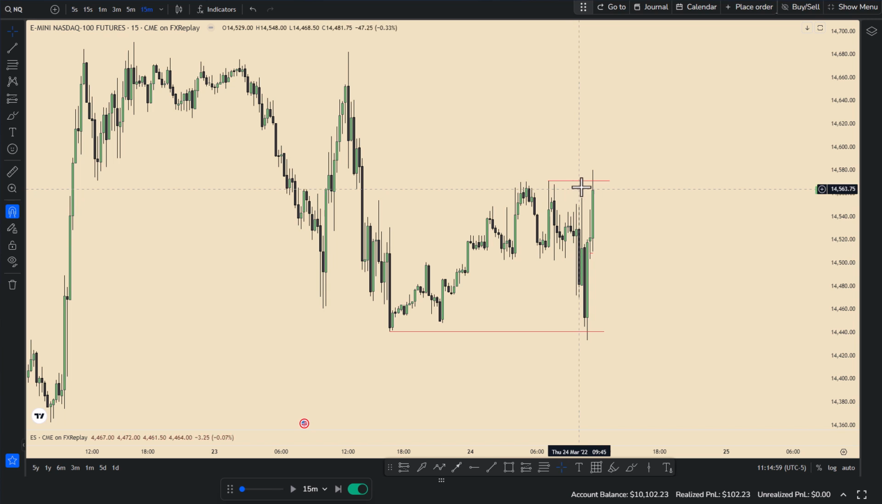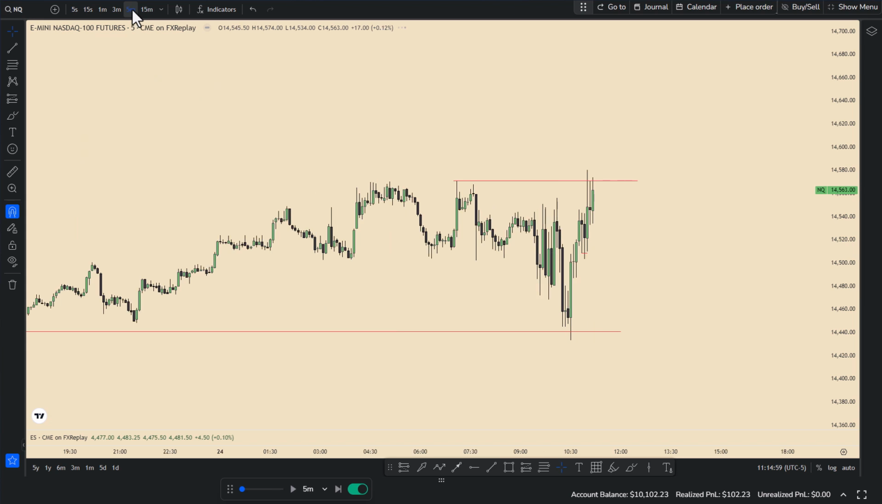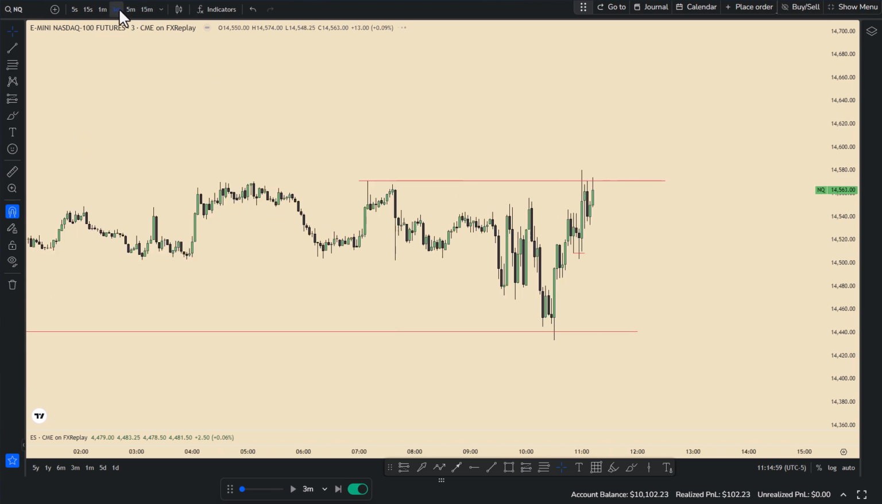We have rejection from here. We might get a push to the downside, maybe to here. It doesn't have to be all the way to this low. All right. In this case, we tapped into this zone.